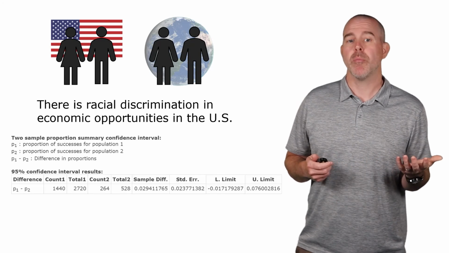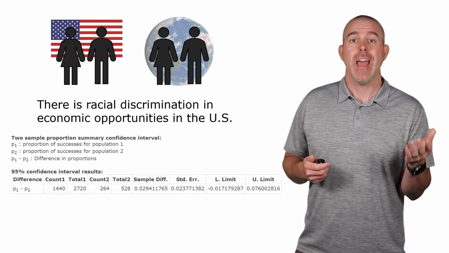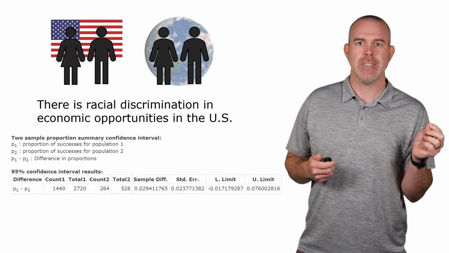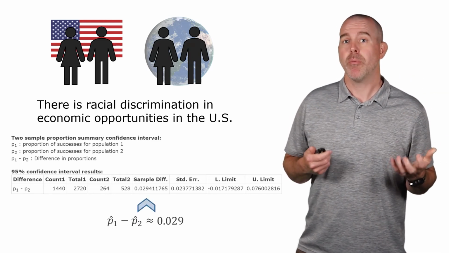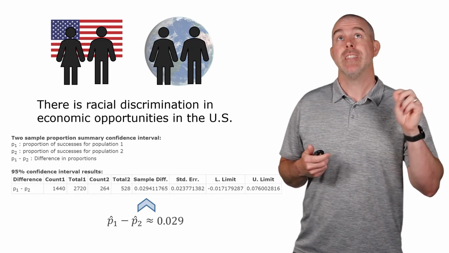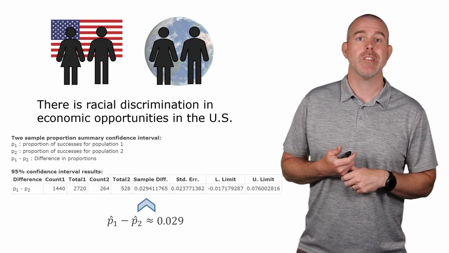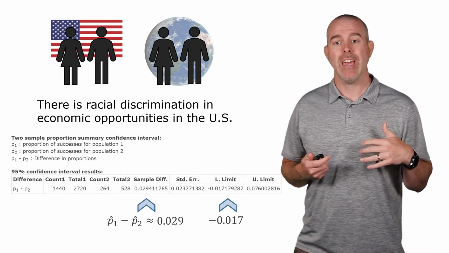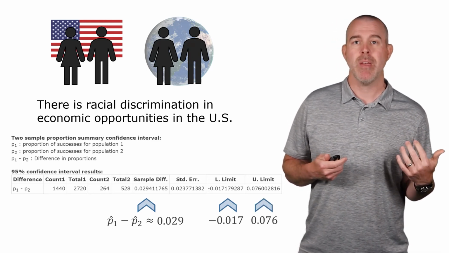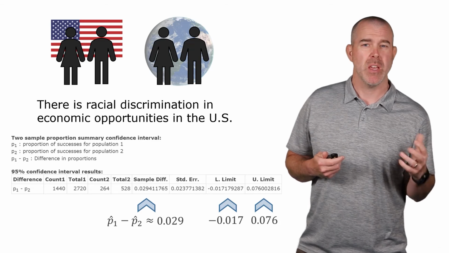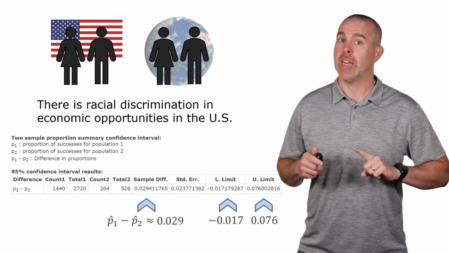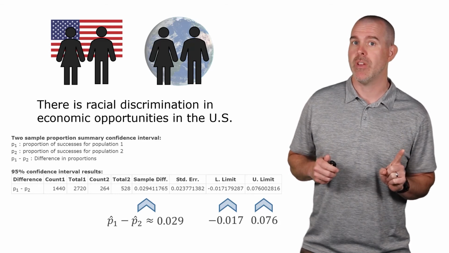So if we look at the proportion who agree, and we look at the difference between those citizens minus non-citizens, the difference in the sample proportions was about 2.9%. The lower limit was negative 1.7%, upper limit 7.6%. So this one is interesting. I wanted to find an example like this where one of them is negative and one of them is positive. So let me go and try to illustrate this here.